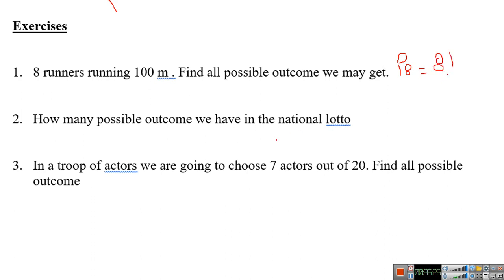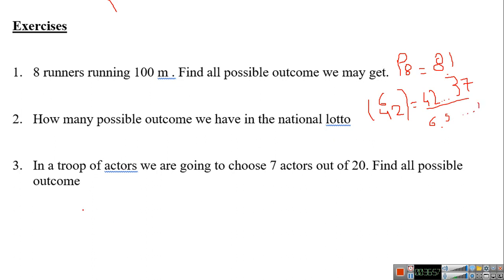How many possible outcomes in the national lotto? You all know in Lebanese lotto, you're going to pick 6 numbers out of 42. I don't care about order. Number 5 can be the first, can be the second. It will be 5 million something. You do 42 times 41, 6 numbers: 42, 41, 40, 39, 38, 37. All numbers from 42 to 37 over 6, 5, 4, 3 till 1.